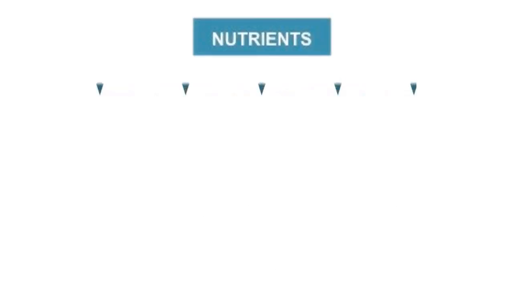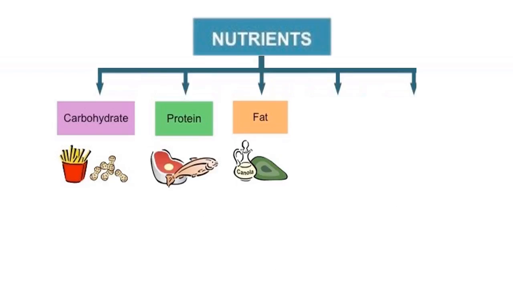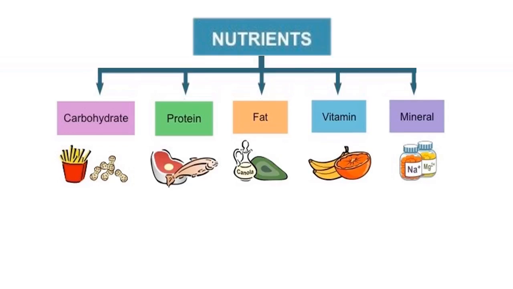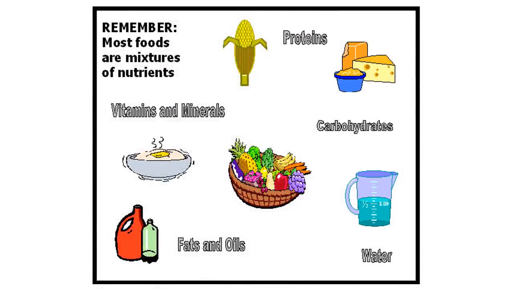So let's proceed. The major nutrients that are required by our body are carbohydrates, proteins, fats, vitamins, and minerals. In addition to these, dietary fiber and water are also required. Dietary fiber is also known as roughage. Always remember that most of the dishes we eat are made up of one or more than one type of nutrients.